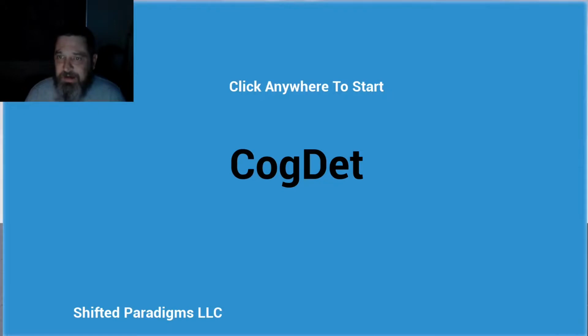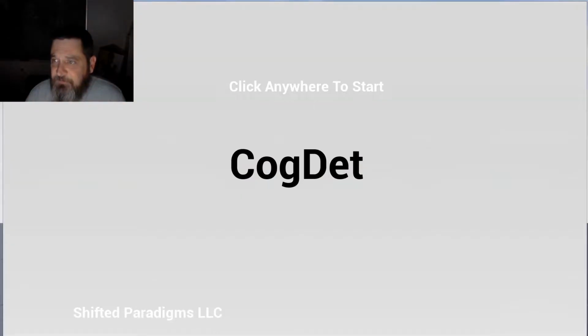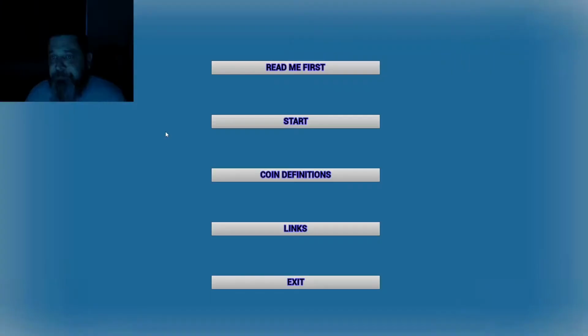We're going to look at the app that I have developed to work on some cognitive development stuff. This will be how we go about doing this on this channel. So we're going to look at it. This is my app. I developed it myself. Click anywhere to start. It is CogDetApp. That is the name of the app, at least for now. And Shifted Paradigms is my company.